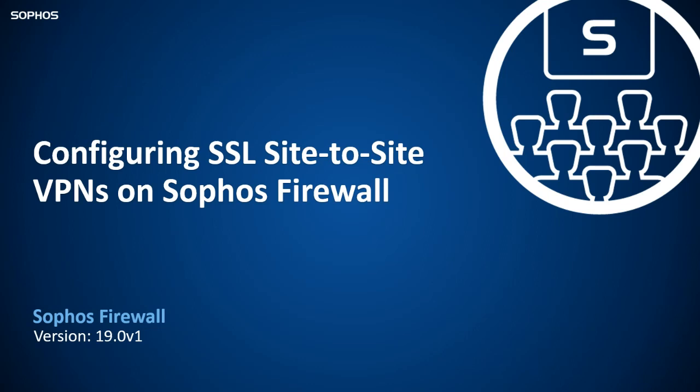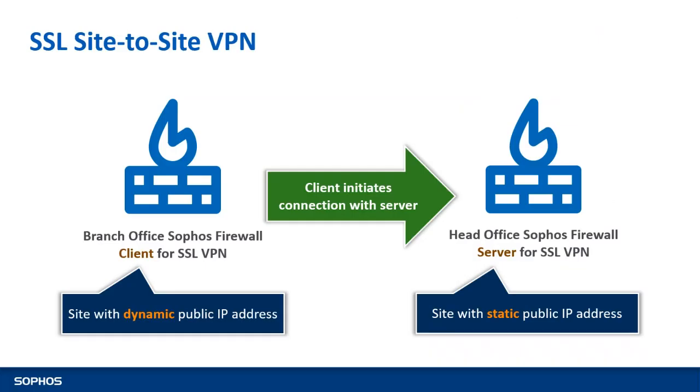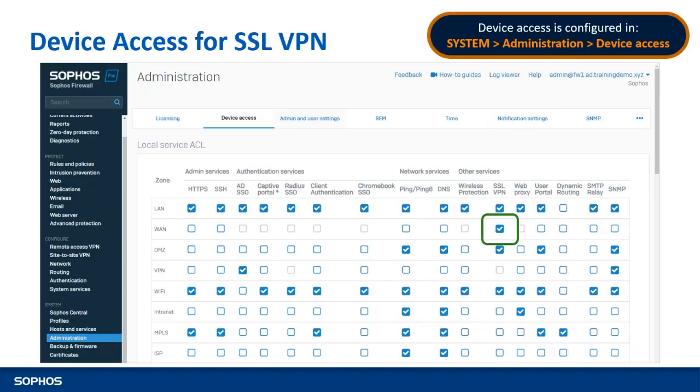About to configure the SSL site-to-site VPNs. These are implemented using a client-server configuration, where each end of the tunnel has a distinct role. The client side will always initiate the connections to the server, and the server will always respond to the client request. This is different for IPsec, where typically either endpoint can initiate a connection.